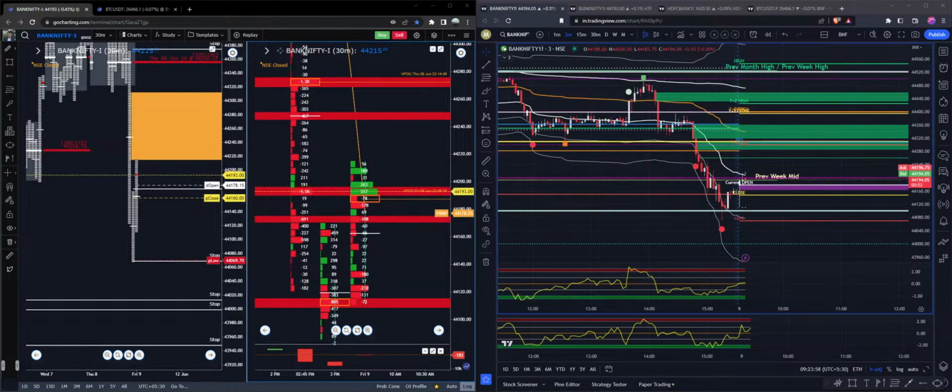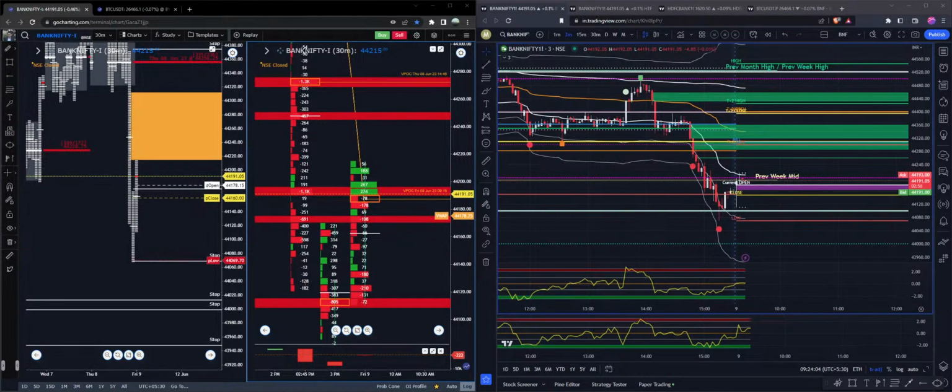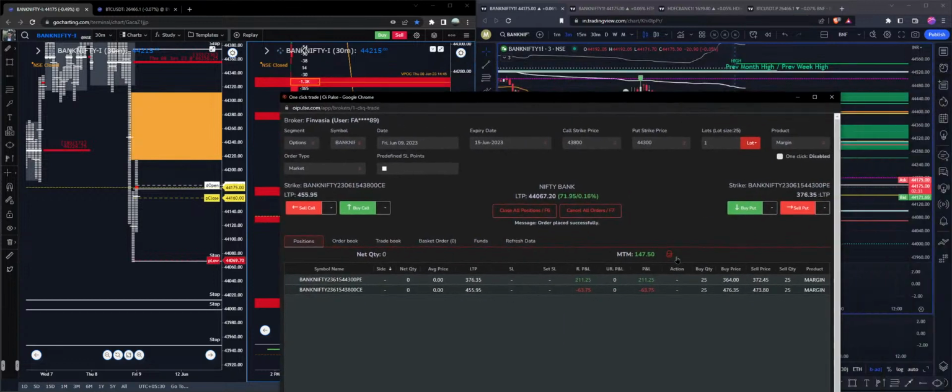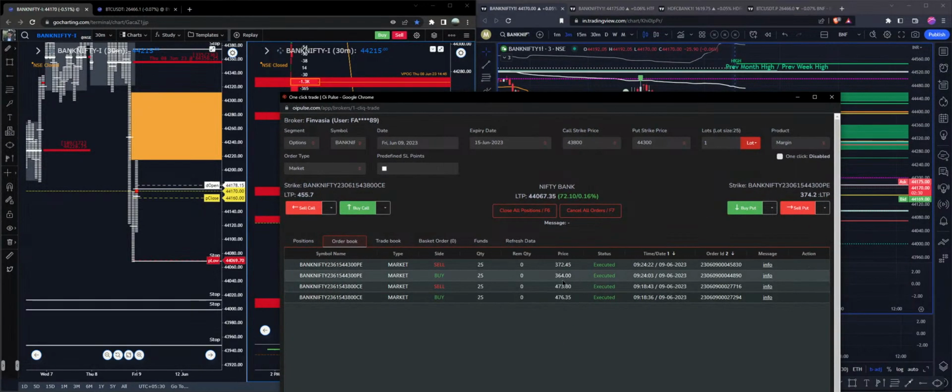Okay, so now we are seeing some trapped buyers, and I'm entering a put trade. Okay, and the reason why, so this is that put trade. I entered at 364, exited at 372. So this is a quick trade, less than 20 seconds, or I would say a 19-second trade.